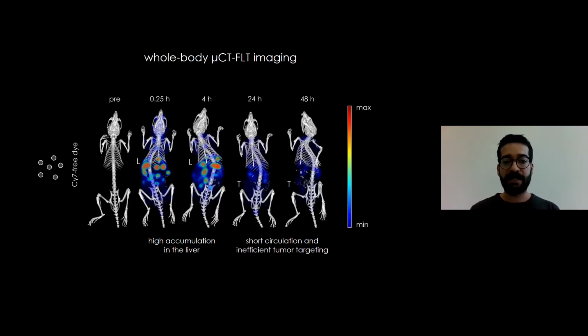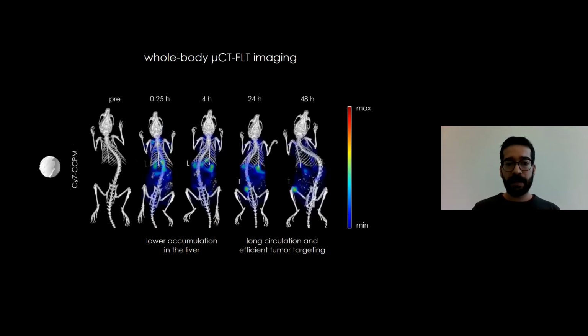We can see that by scanning at multiple times over 2 days, at early time points post-injection, the free fluorophore accumulates a lot in the liver. Then at later time points, we see that it has almost been cleared out of the organism entirely, and therefore is not capable of targeting the tumor anymore.